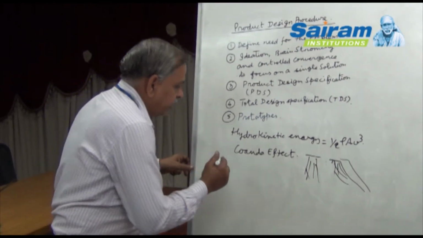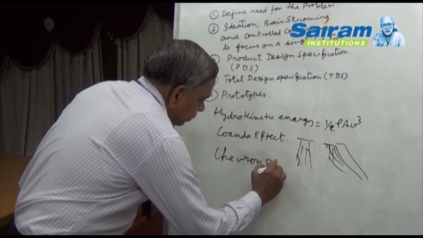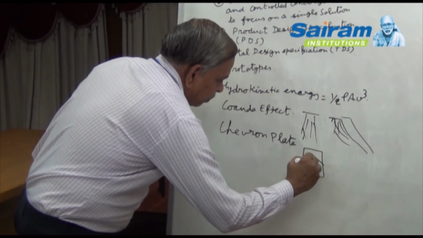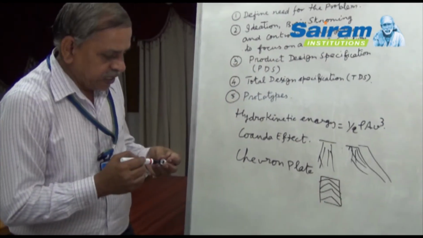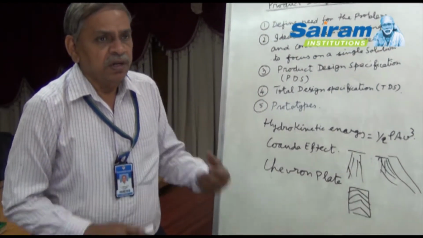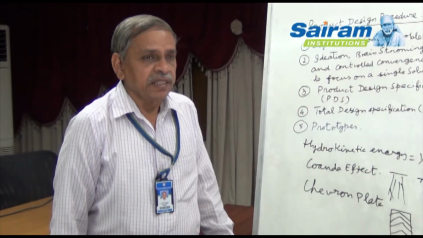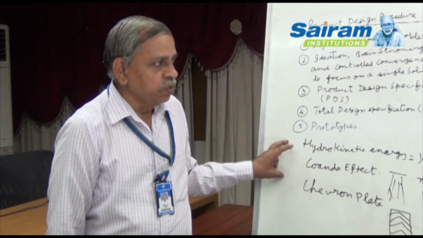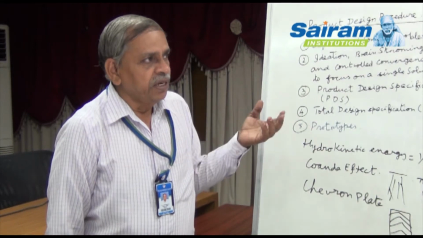Third, we have what is called the chevron plate, which is just a plate with a profile like this. So these are projections actually. These plates are used for condensing the steam in the steam environment, that is, in the boilers. Based on these three principles, I shall try to explain the prototype model which has been built already.